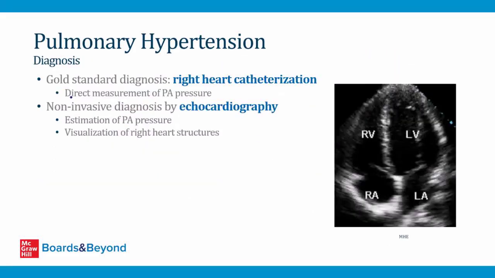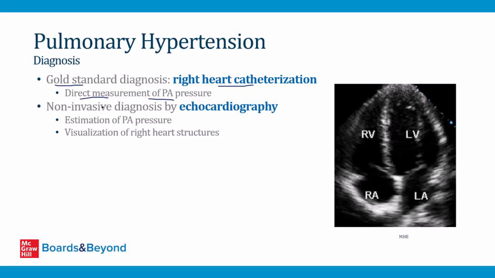Let's talk about how you make the diagnosis of pulmonary hypertension. So the gold standard technique is a right heart catheterization. This involves inserting a catheter into one of the veins, usually in the arm or the leg, and threading it into the pulmonary artery so you can directly measure the pulmonary artery pressure. This is only done in special circumstances, however, because it's an invasive procedure.